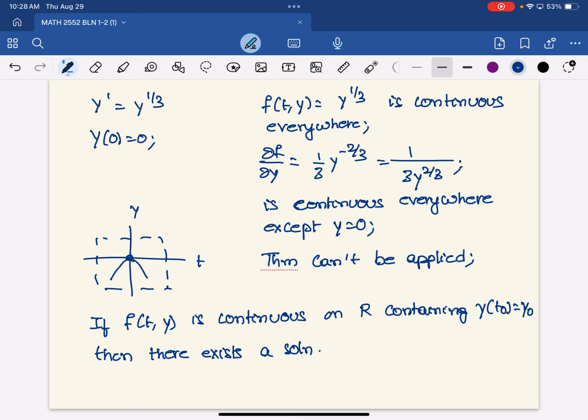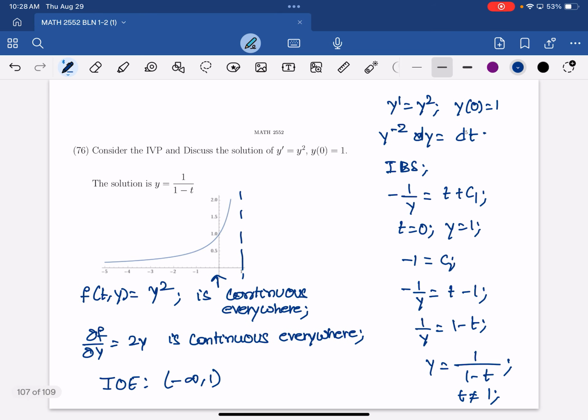No, not that one. I'm talking about number 76. The one you just solved. Okay, here what I'm saying is, I have my function f continuous, and partial f partial y continuous. So there exists a smaller rectangle around the initial value where there is a unique solution. But now my smaller rectangle cannot touch t equals 1 or go to the right side of t equals 1. It has to be to the left of t equals 1. So the interval of existence is negative infinity to 1.